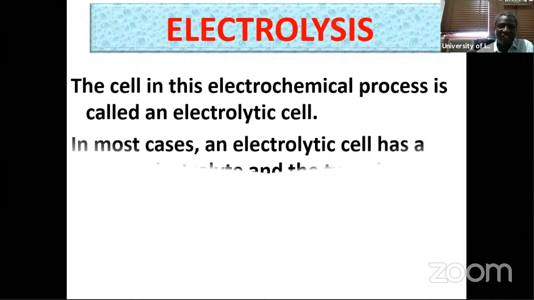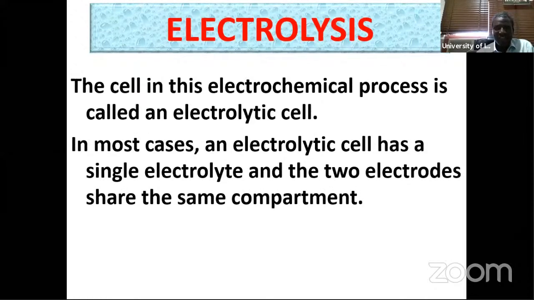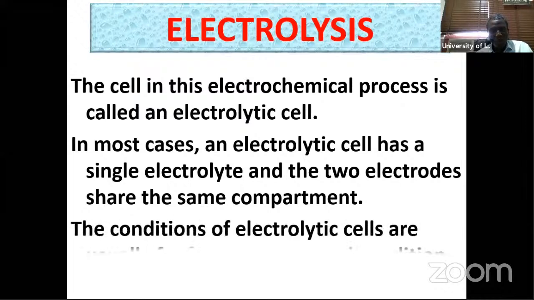They are called electrolytic cells. In most cases, for the electrochemical cells we talked about earlier, you have one electrode inside one container, then another electrode inside the other, and the two are joined together by a salt bridge. In most cases for electrolytic cells, you have a single electrolyte, with both electrodes inside the same component. But for electrochemical cells, in most cases, you have different electrolytes in the two components.